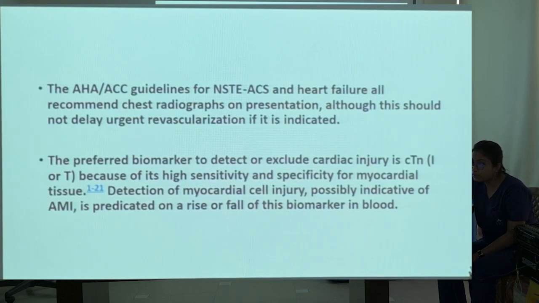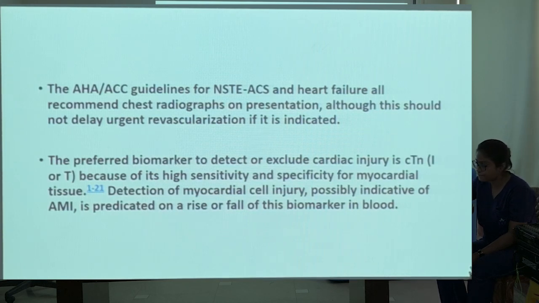Also, among the other investigations in the initial evaluation setup is a chest radiograph on presentation, but this should not delay urgent revascularization if it is indicated. The preferred biomarker to detect or exclude cardiac injury is high sensitive cardiac troponin, either I or T, because of its high sensitivity and specificity for myocardial tissue. Detection of myocardial cell injury, possibly indicative of AMI, is predicated on a rise or fall of this biomarker.